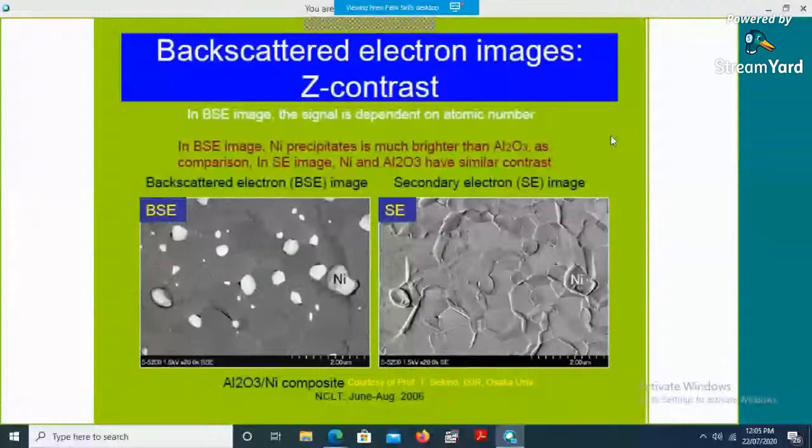So in this image, as well as the aluminum oxide in the background. You can see that when you have a composite material with elements having different atomic numbers, you can use the backscattered electron detector for differentiating between materials in the sample.